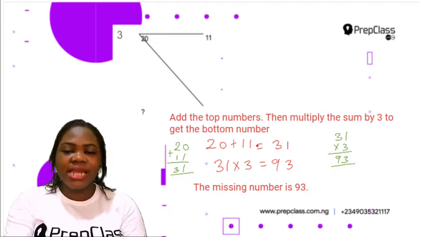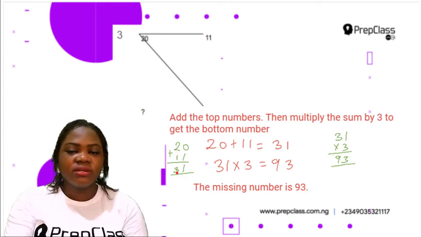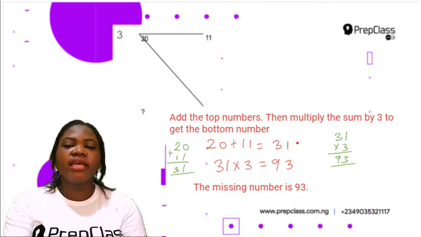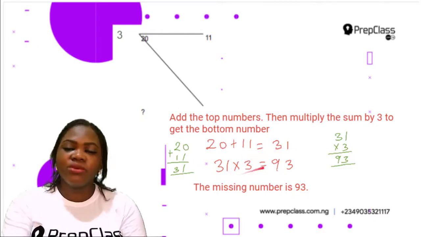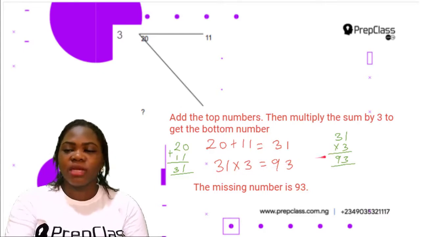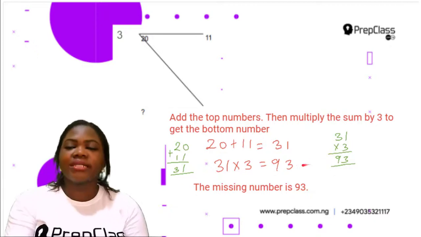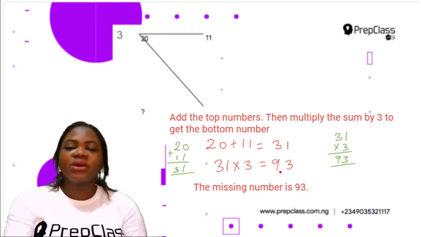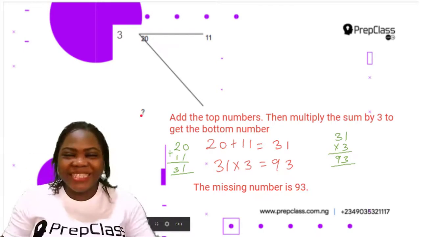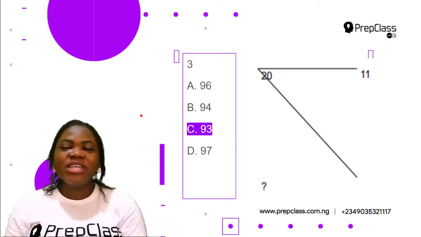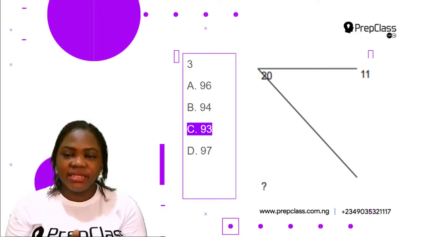That's 20 plus 11. 0 plus 1 is 1. 2 plus 1 is 3. So the answer is 31. Now that we have gotten the sum of 20 and 11, we multiply it by 3. So 31 multiplied by 3 can be done here. 3 times 1 is 3. Then 3 times 3 is 9. So the answer is 93. So this means that the missing number is 93. Yay! We got it. So which of the following options is correct? The correct option here is C, 93.